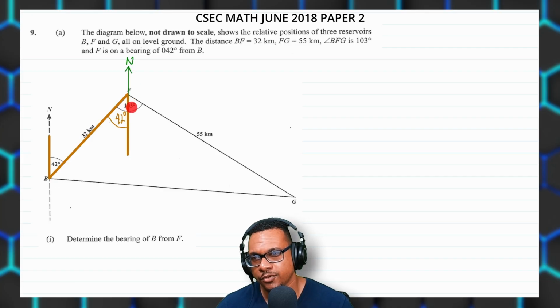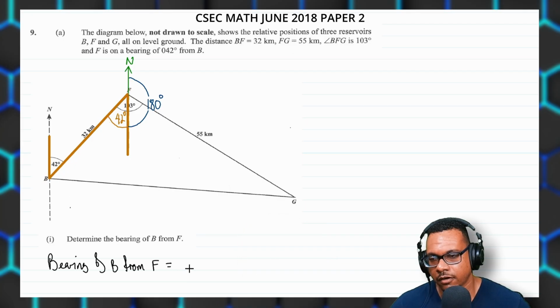So now this north line, this whole line here, is a straight line, so this whole angle here is 180 degrees. So I'm going to put here 180 degrees. So now we have 180 plus 42, and that will be the bearing of B from F. So you see, in a clockwise direction, you have 180, then plus 42. So you're going from the north line all the way around to connect to this line that connects F to B. All right, so the bearing of B from F would simply be 180 degrees plus 42 degrees. And that will be 222 degrees.